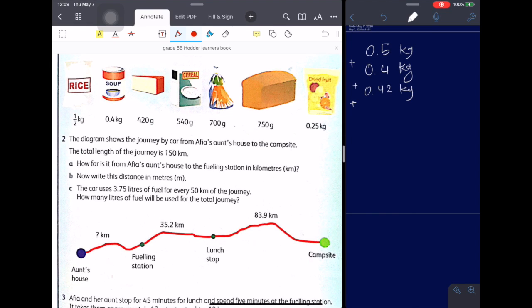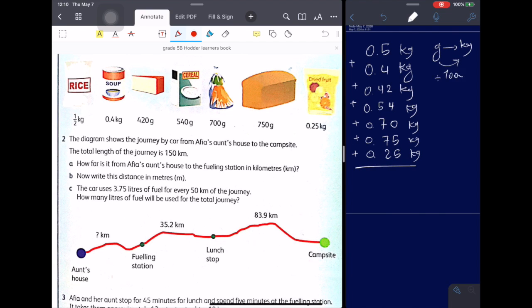540 grams of cereal is going to be 0.54 plus 0.70 plus 0.75 and finally 0.25 kilogram. So all of these are kilogram. I want your attention: if you want to change gram into kilogram, since it's small to big, you're going to divide by 1000. In other words, the point is going to move 1, 2, 3 steps to the left.